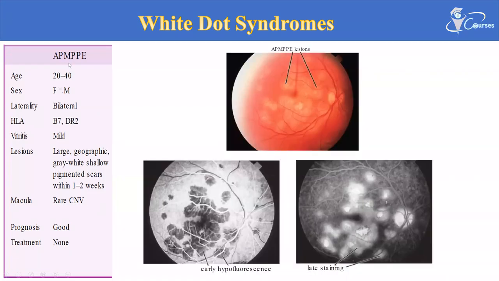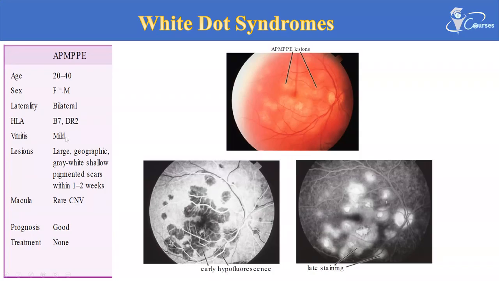First of all, the acute posterior multifocal placoid pigment epitheliopathy. This is a disease which occurs usually in young age, between 20 to 40. It is similar between males and females, or slightly more common in females. Usually it occurs after a prodrome of viral illness. It is bilateral, associated with HLA-B7 and HLA-DR2.